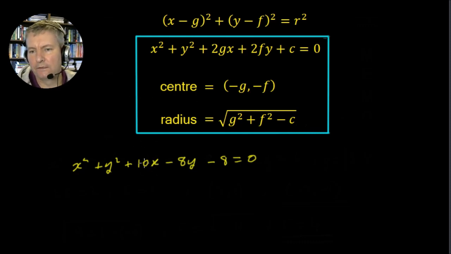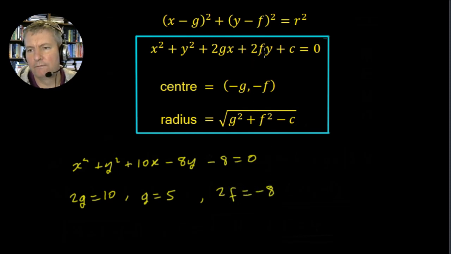The coefficient of x here is 10, so you can say that 2g is equal to 10. So g must be equal to a value of 5. Now the coefficient of y is minus 8, so 2f is equal to minus 8. So f is going to equal minus 8 over 2, which is a value of minus 4. So we've got the two values for g and f: g is 5 and f is minus 4.